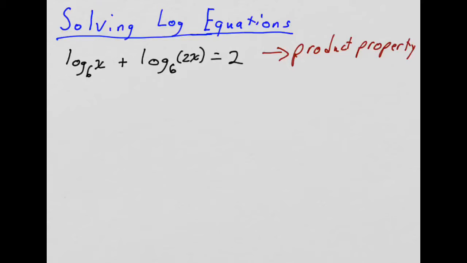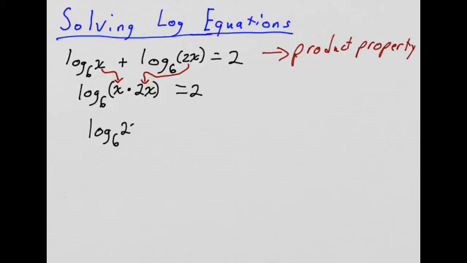So to solve it, the product property tells us that we can put these together as one log. So we've got log base 6. Now we're going to take the x, put it down here, times 2x. That equals 2. So what we did was we took these two, that x came here, and the 2x came down there. Then our next step is to combine those, so we'll have log base 6 of 2x squared equals 2.